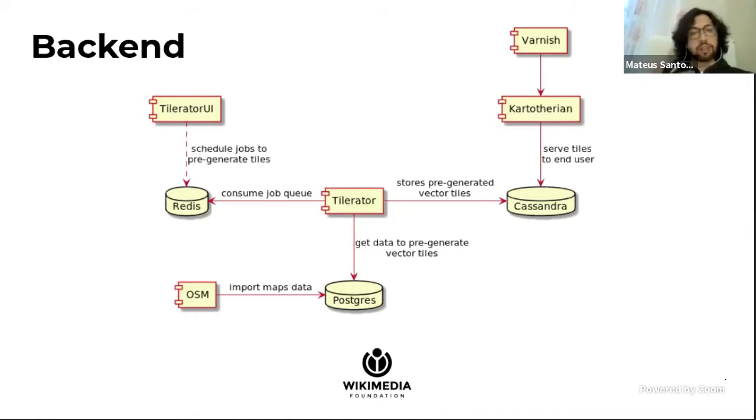So after Tilerator generates the vector tiles, it will store them in Cassandra and make them available in the fastest way possible for Kartotherian, so it can serve tiles through Varnish and get to the client. And also OSM is the data that we are storing, and it is consumed and used to generate all this information.